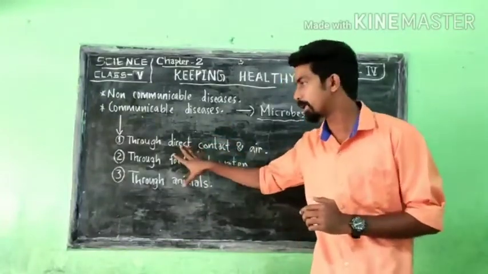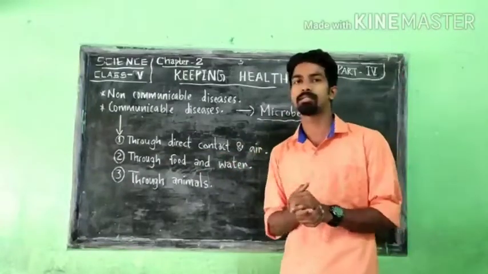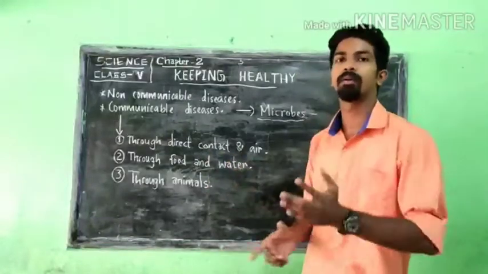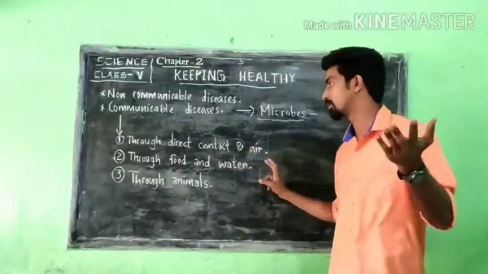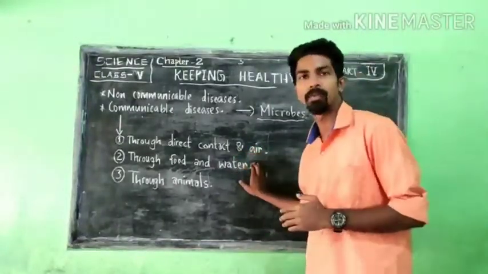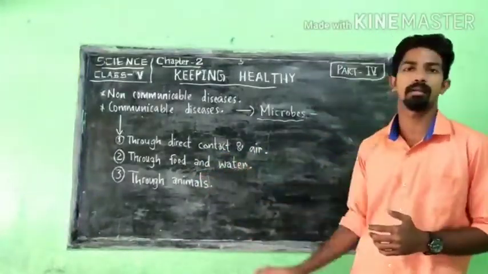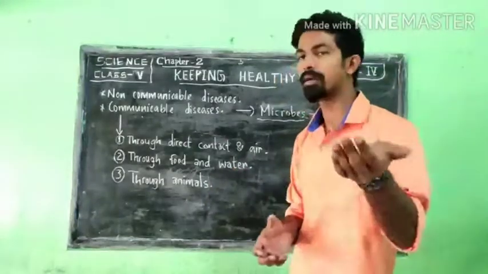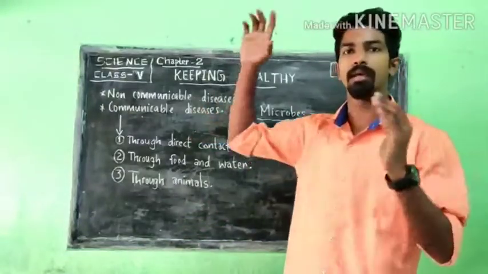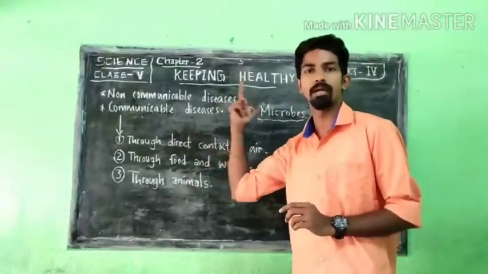Some main important reasons I wrote here: communicable disease spreads from one person to another through direct contact and air. One main reason is direct contact with the affected person. If you stand or talk with that person, the communicable disease can pass through air also. I'll explain in detail one by one. Then through food and water, contaminated food and water. Then again through animals also, these types of diseases can spread from one person to another. Such types of diseases are called communicable diseases.